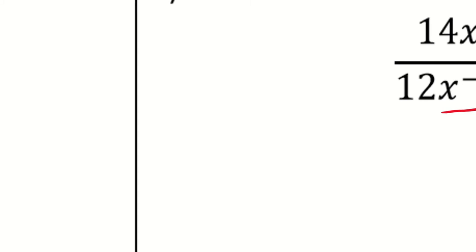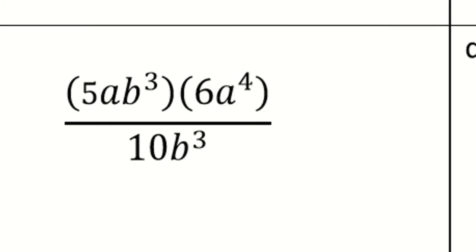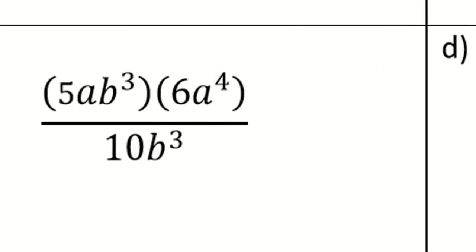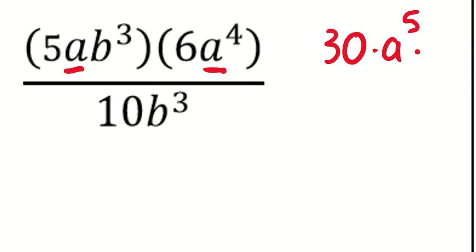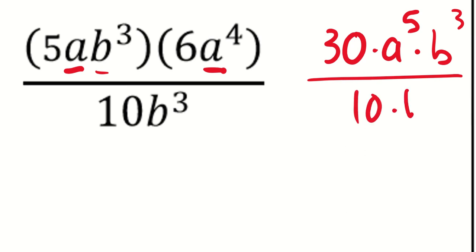Let's move down to C. For C, I don't have any powers raised to powers. I'll go ahead and simplify the numerator first. So if I'm looking at this numerator, 5 times 6 is 30. And then I've got an a times an a to the 4th power, which would be a to the 5th power. And then times b to the 3rd. And then that's all over 10 times b to the 3rd.